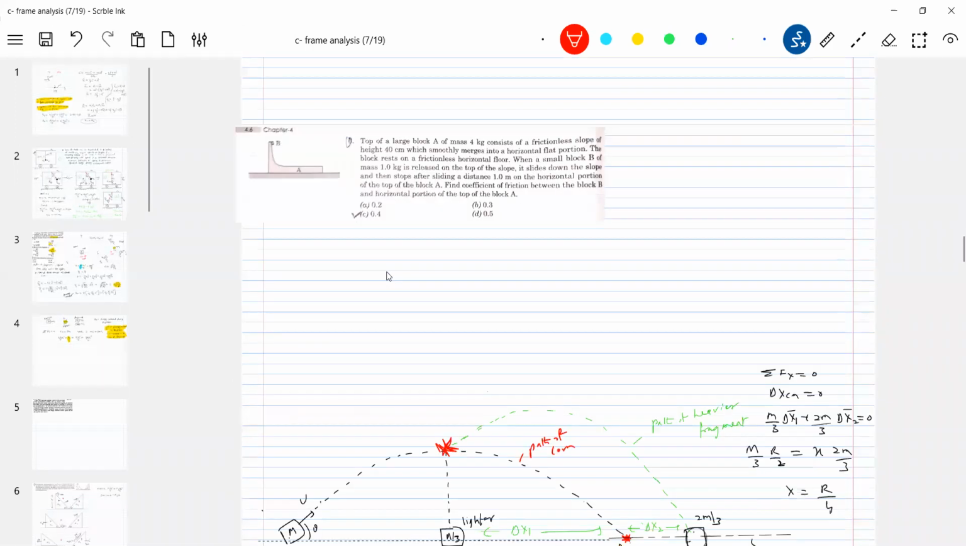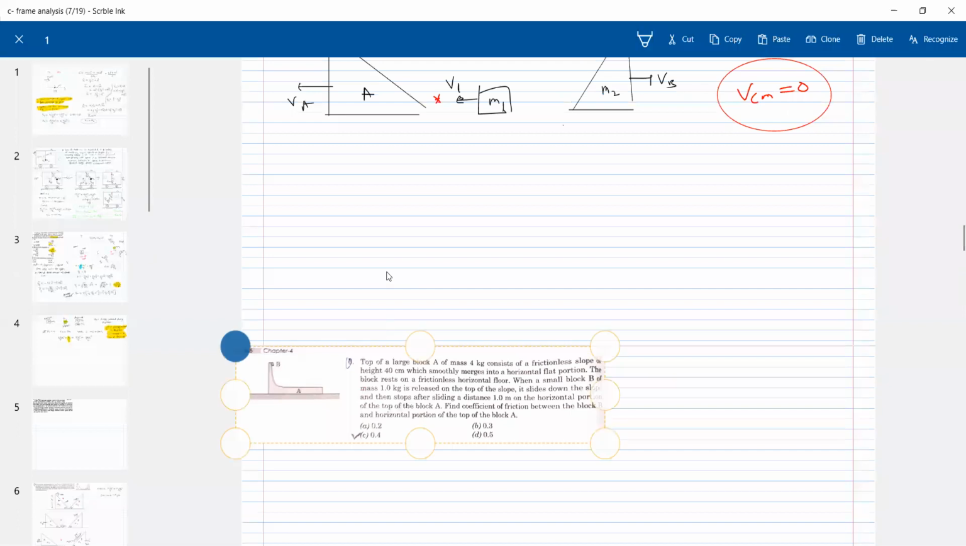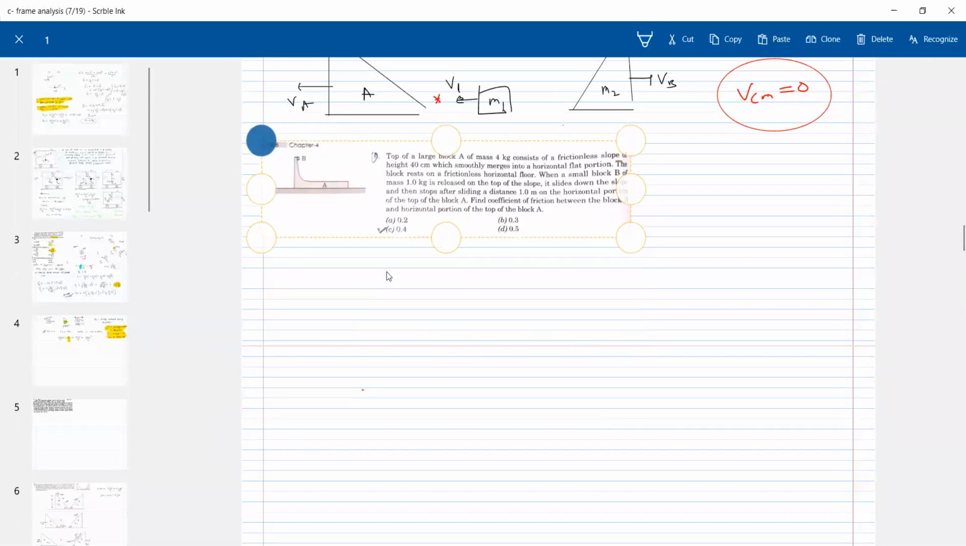Okay, now, I'll give the same concept. Now with friction, I'm bringing that idea here.